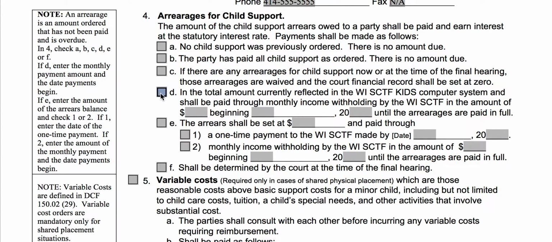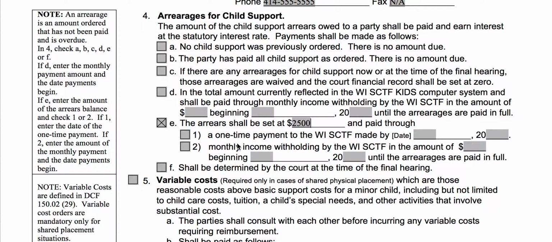And then E is very similar to D. So E would be if we want to change the amount of the arrears. So let's say John owes Jane $5,000, but she's feeling generous and she wants to forgive half of that. So she wants to say, even though the computer says he owes me $5,000, I just want to reduce that down to $2,500. Then you would put the amount that you want the arrears to be.